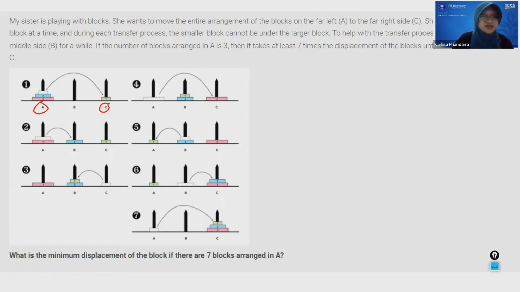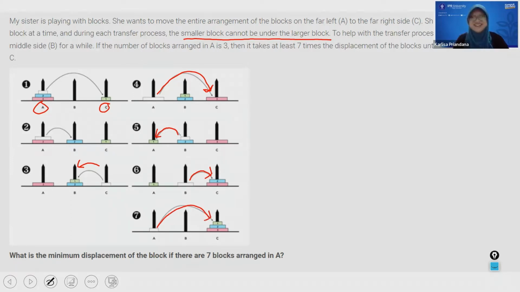And the steps are like this. First, you move the top block to C, and then move the second one to B, and then move again from C to B. Because remember the rule here: the smaller block cannot be under the larger block. That's the rule. Then from A, move the largest one. So you already have 1 solved here. For the next one, you can move the top one here, and then move the second one here, and then finally move the rest of it, the top, and you get 3 blocks here in C.